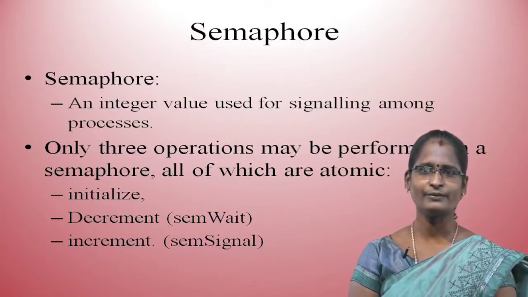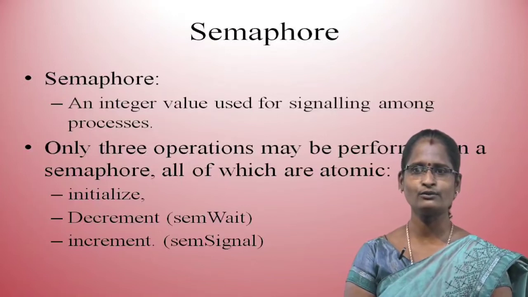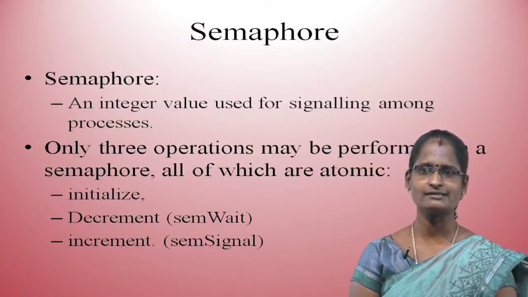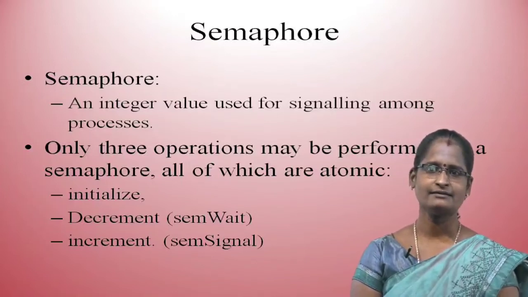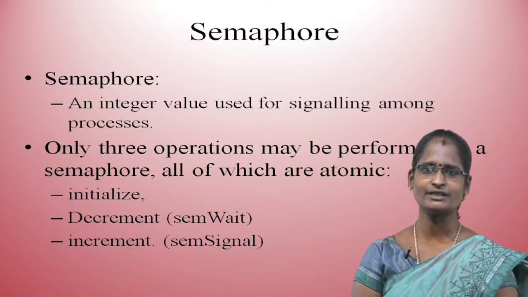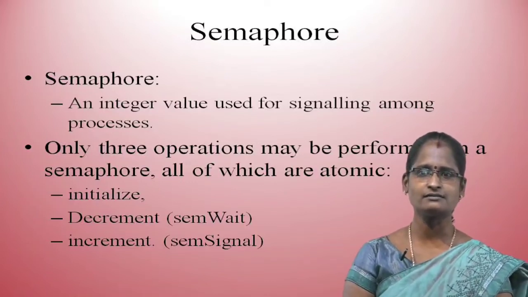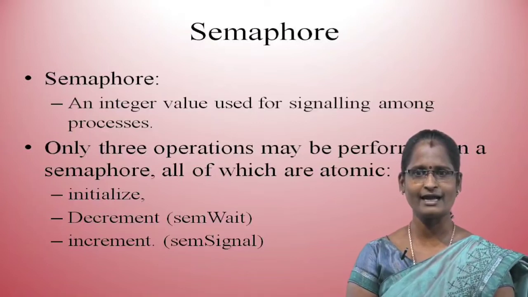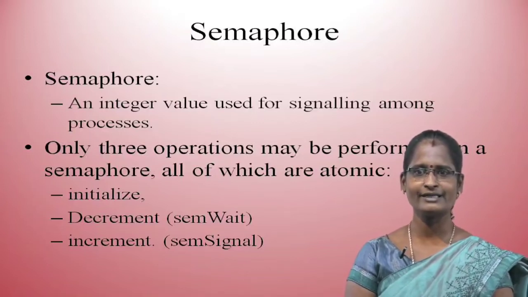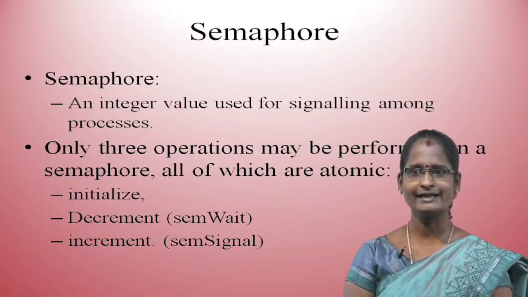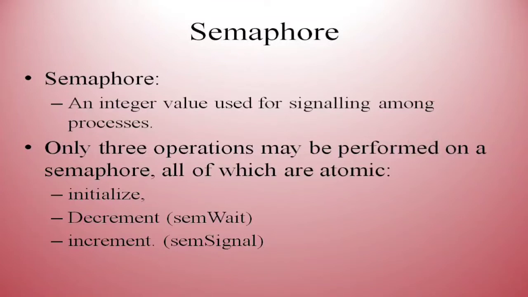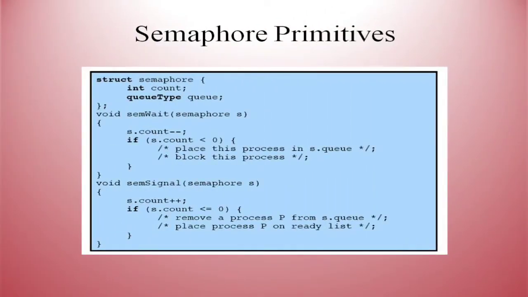If the value becomes negative, then the process executing the semWait is blocked. Otherwise, the process continues execution. Then semSignal means the operation increments the semaphore value. If the resulting value is less than or equal to 0, then a process blocked by a semWait operation, if any, is unblocked. This is the diagram for the semaphore primitive.